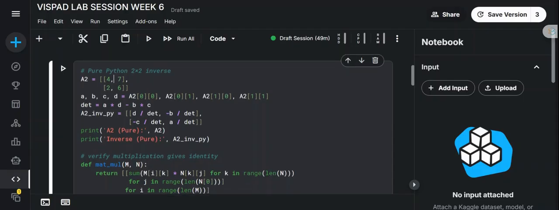So let's see how we can compute this via code. We have a matrix A2 over here, and now we are going to extract the different elements from that matrix for the purposes of finding the inverse via native Python or pure Python. So we extract 4, which is shown over here, and then we extract 2, which is also shown over here. Then we extract 7.